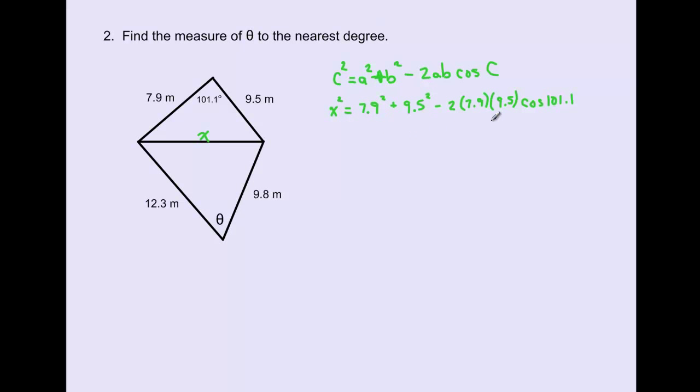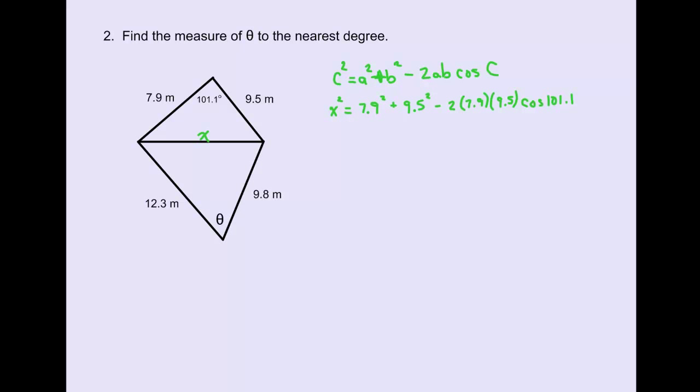Now it's going to be very important that we understand BEDMAS here and we make sure that we use it properly. A big common mistake that I see is that people will solve for 7.9 squared and then they'll solve for 9.5 squared. And then they'll take that and they'll add it to that, and then they'll subtract 2. But this 2 is currently being multiplied to these three other things, 7.9, 9.5, and cosine 101.1. So if you took this and subtracted 2, you would be breaking the BEDMAS rules, and your answer will be wrong. So make sure that you do this properly.